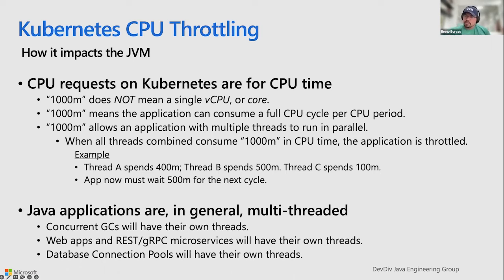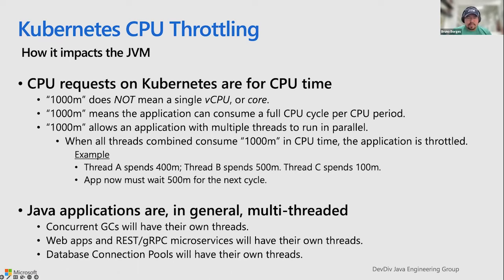So 1,000 millicore, as an example, will still allow an application to run multiple threads in parallel. And as we know, the Java platform is a multi-threaded platform by its nature. It comes with a garbage collector, it has thread pools, it is multi-threaded. Of course, it runs with a single core, but it is multi-threaded. So on Kubernetes, the likelihood of a Java application being CPU throttled is high if you don't properly configure the JVM, the container, and Kubernetes, and your limits.